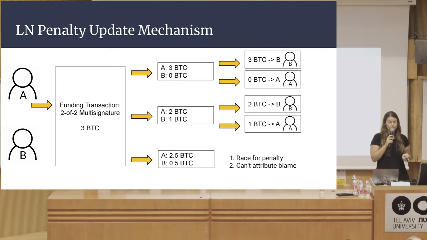So if Alice and Bob want to open up a channel, they set up a 2-of-2 funding transaction, which currently can only be funded by one person in the protocol. And then they create a spend from this, assigning all the money to the funder and none of the money to the other participant.